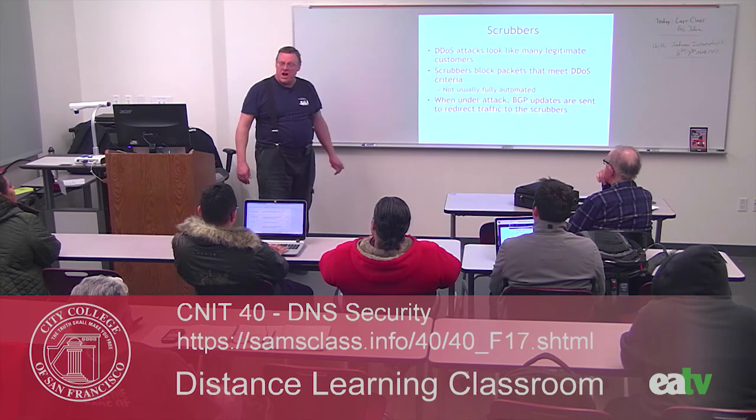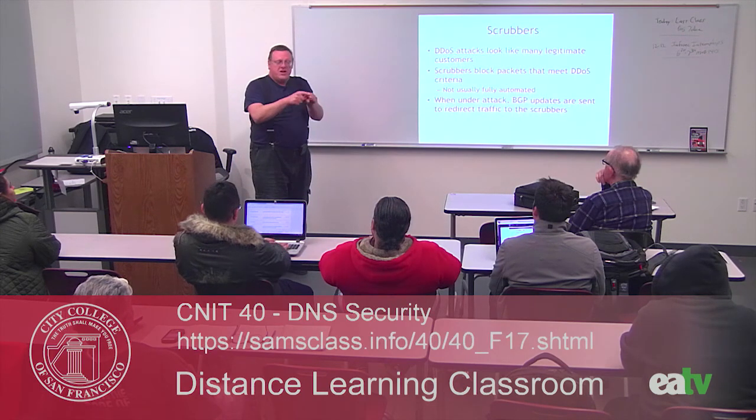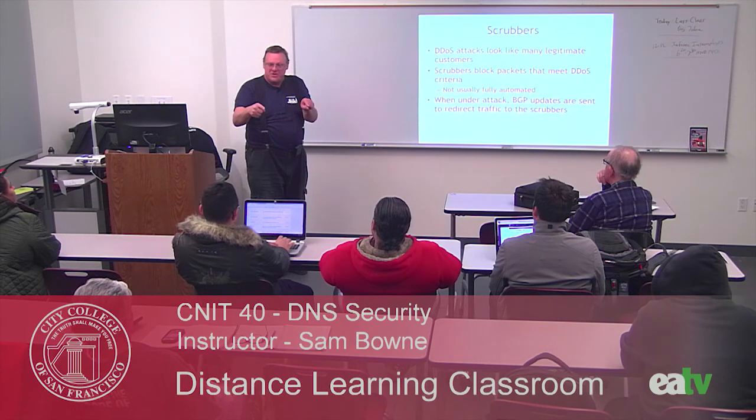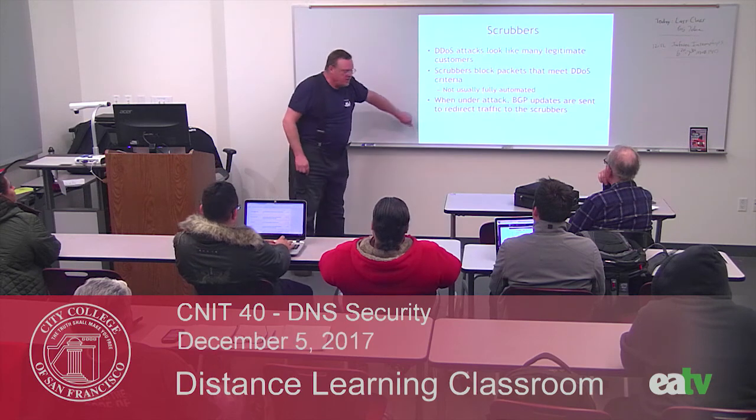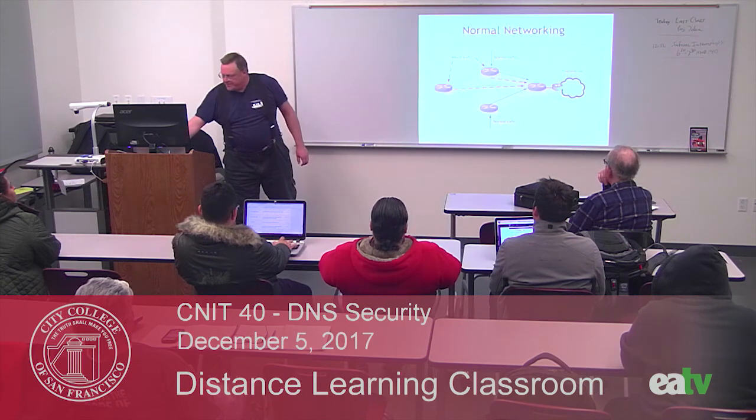So the first time they attacked, the packets all contained just the capital letter A like 300 times. So it was very easy to identify those packets. So all you had to do was build a scrubber. This is what you do.